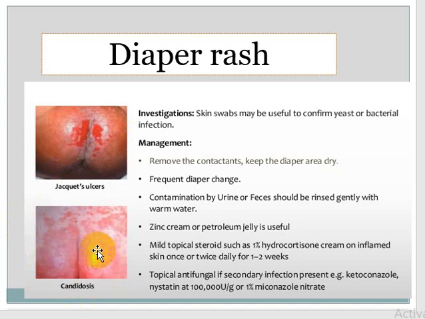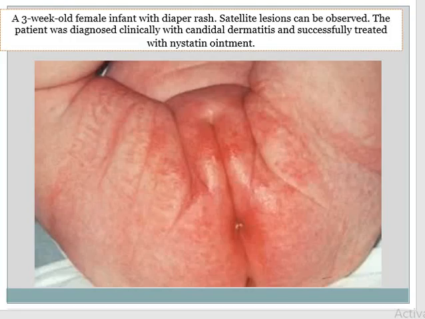It is irritation from stool and from urine, but infection with Candida can occur in this region. They need frequent diaper changes, avoiding contamination by urine or feces. They need zinc cream and also topical steroid with antifungal treatment. This is another slide of napkin dermatitis. Although napkin dermatitis is common from 3 months and above, it can occur in the neonatal period.